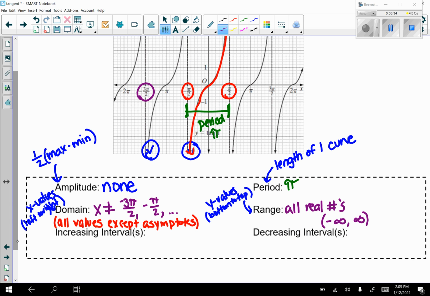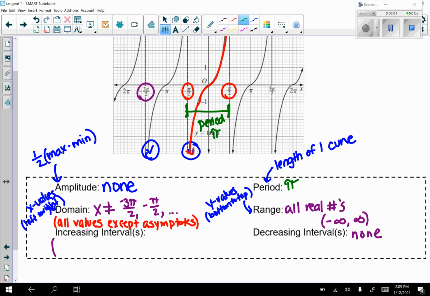And then our increasing and decreasing intervals. Remember, increasing means that from left to right, my graph goes up. Decreasing means that from left to right, my graph goes down. So you should notice, hopefully, that there are no decreasing intervals. My graph is constantly increasing. Where is it increasing? Well, it's increasing in between my asymptotes.